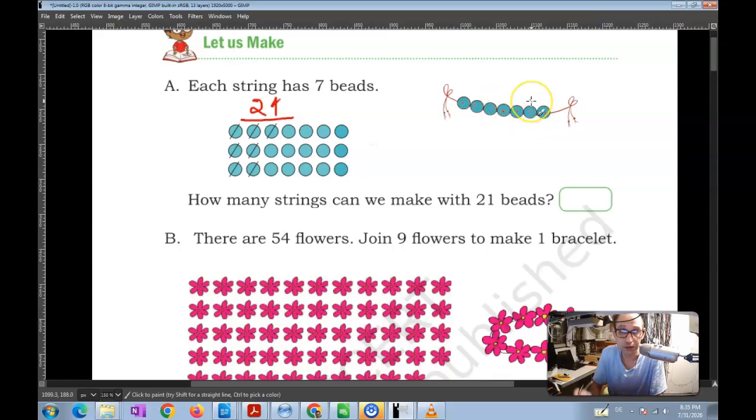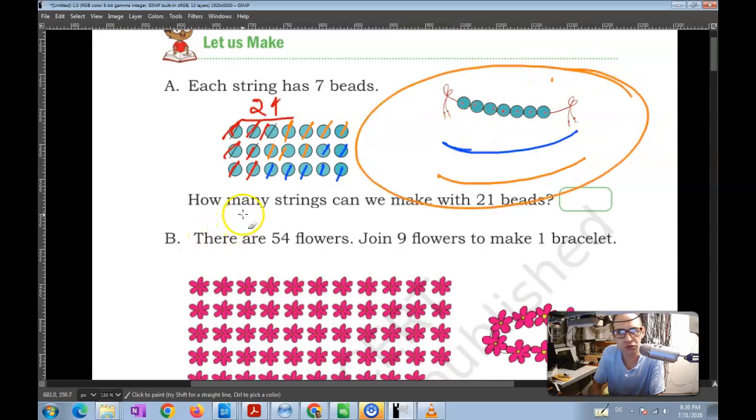Since I know that each string needs 7 beads, I take away 1, 2, 3, 4, 5, 6, and 7, and I give it to the first string. Then for the second string, I take away 1, 2, 3, 4, 5, 6, and 7. Then for the third string, I take away 1, 2, 3, 4, 5, 6, and 7. So I'm going to end up with 3 strings. This is the second string, and this is the third string. So I will have 3 strings in total.